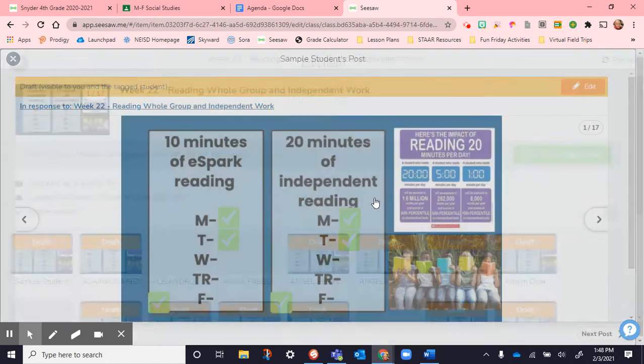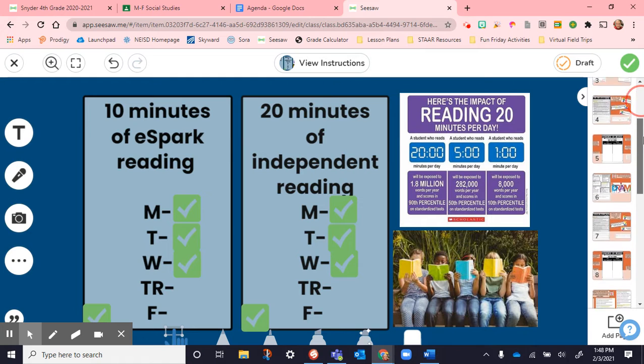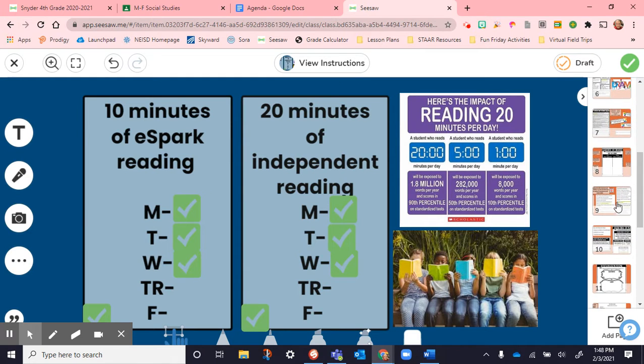Oh, this is going fast for me today. Look at this. Wowzers. All right, so if you got in your 10 minutes of eSpark and your 20 minutes of independent reading, please mark that there. Hopefully you especially got that reading in there today because it's World Read Aloud Day.